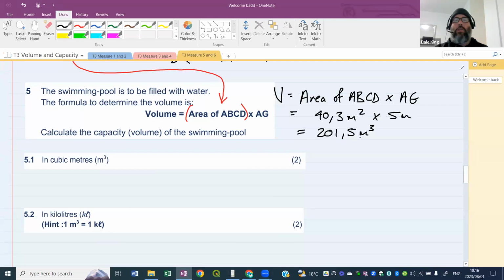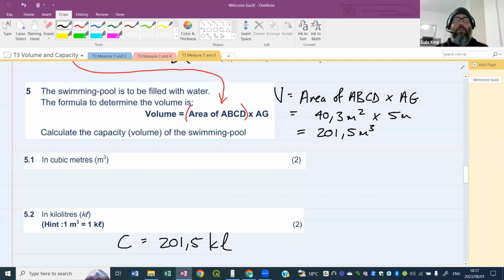We've got cubic meters already, 201,5 cubic meters. They're telling us every 1 cubic meter is 1 kiloliter. It's a 1-to-1. All right. I'm going to say C for capacity is equal to 201,5. I'm sure you're all screaming at the screen like, come on, sir. What is this?